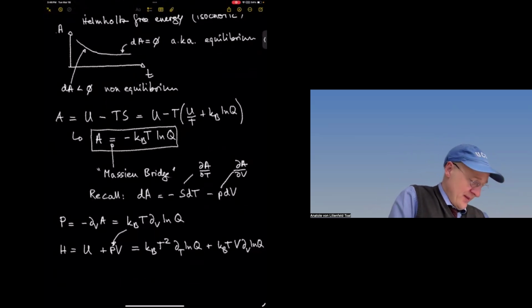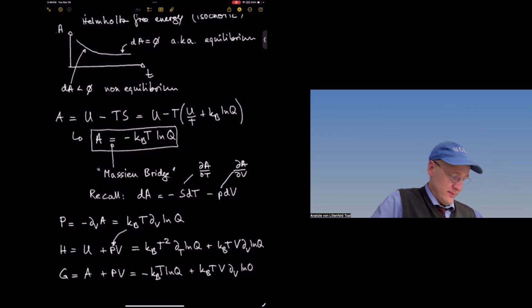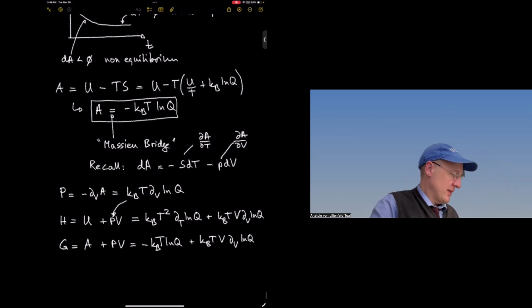And now, once we have the enthalpy, of course, we want the Gibbs free energy. So your free energy plus PV. And again, we simply use the bridge for the Helmholtz energy, and we add the same PV term.